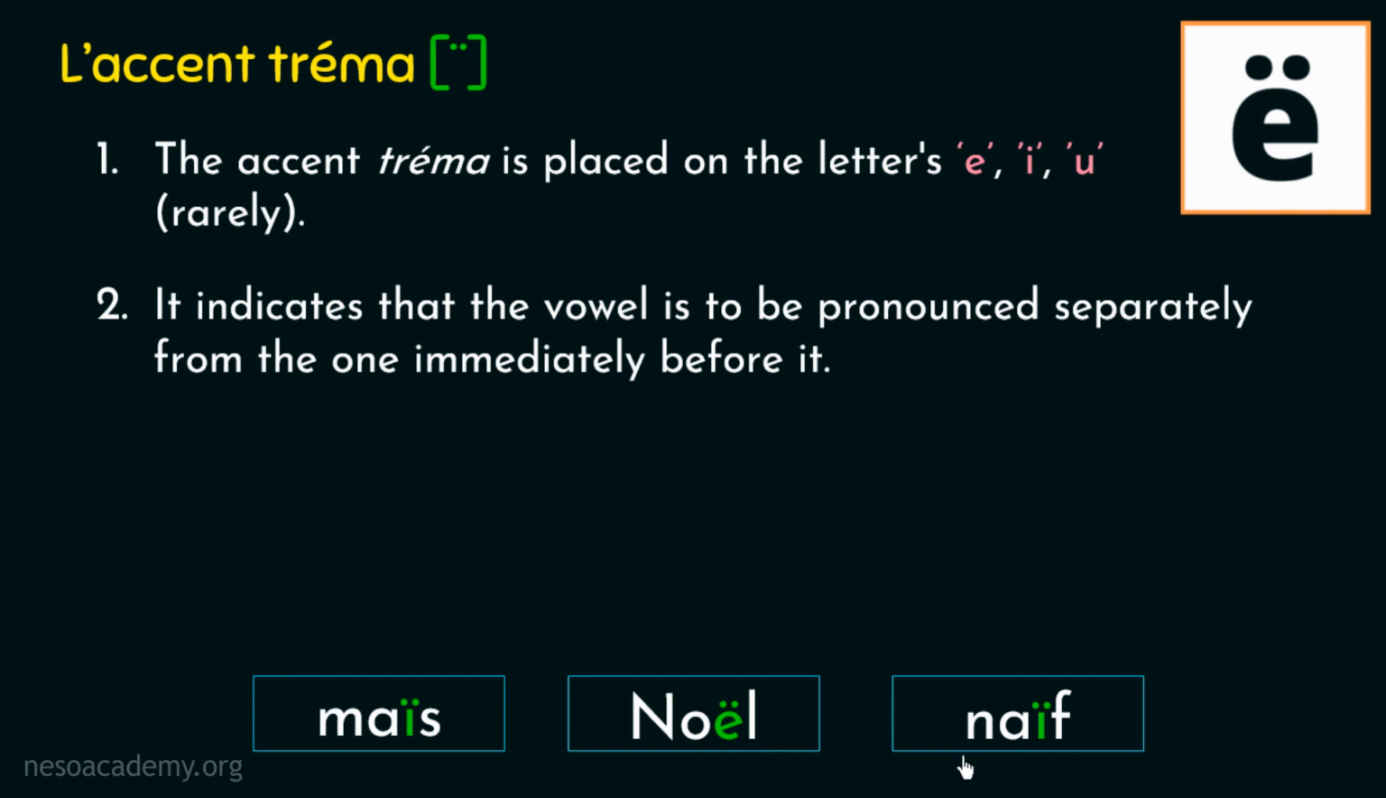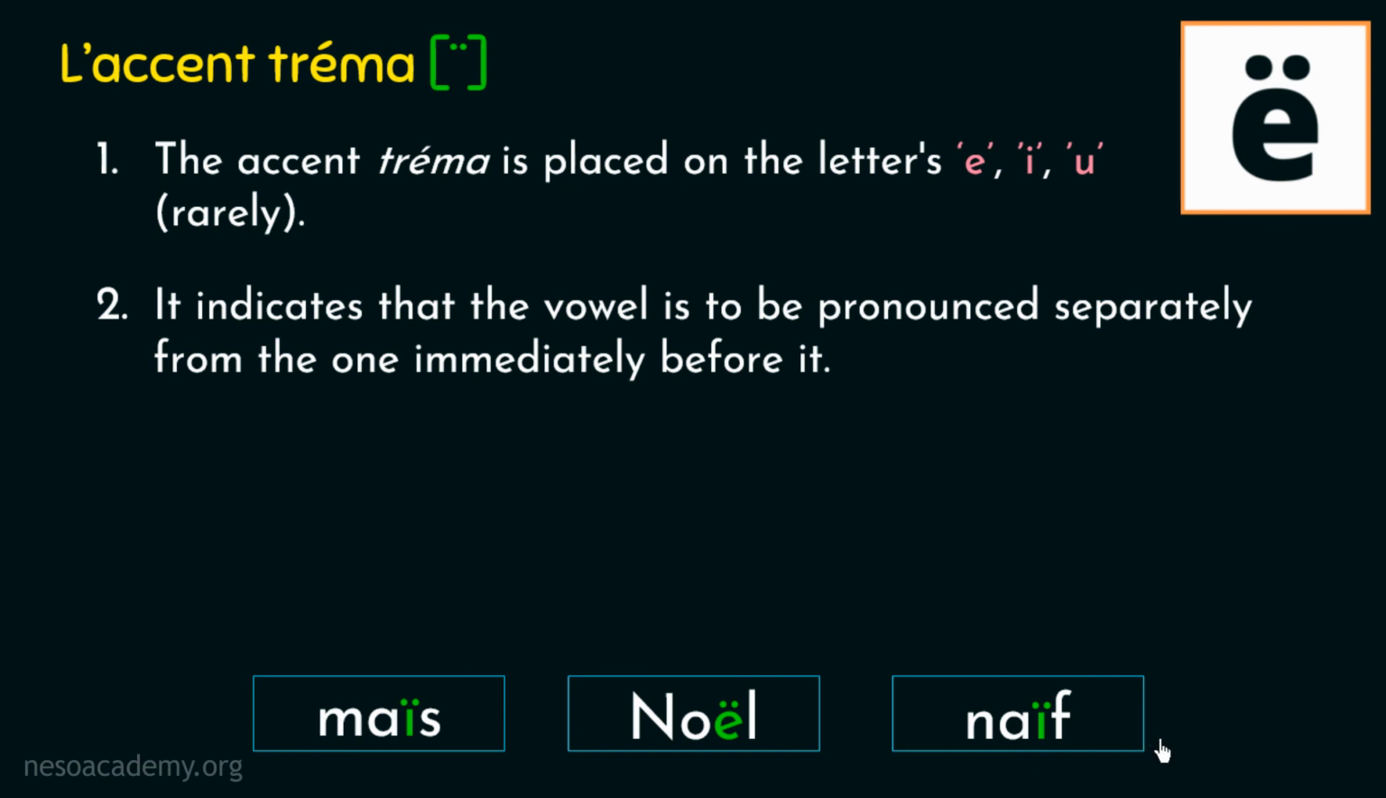Now have a look at the third example. Naïf. So here in this example, we have the accent tréma on the top of the alphabet I. That's why here we are pronouncing the two vowels A and I separately. So that's all about the point number 2, and I really hope that it is clear to you. So here we are done with the accent tréma.